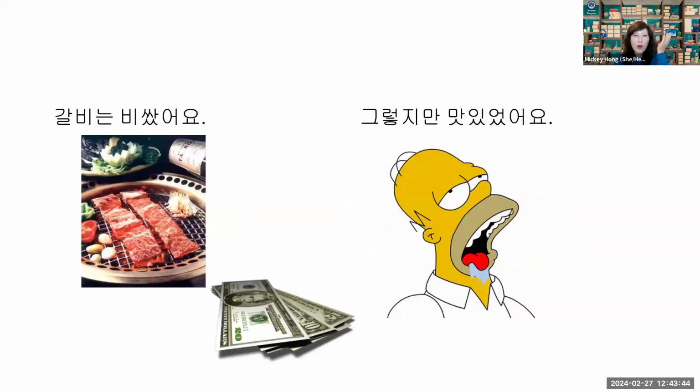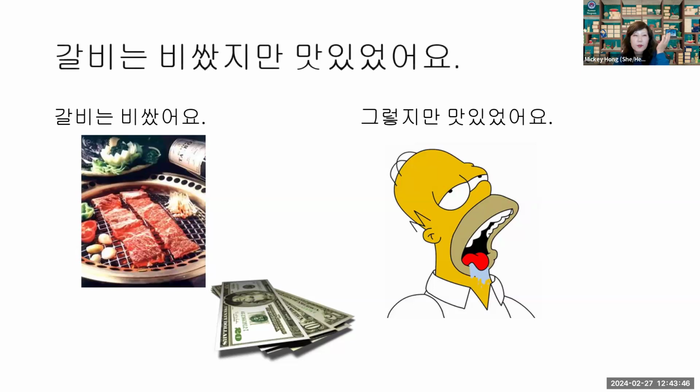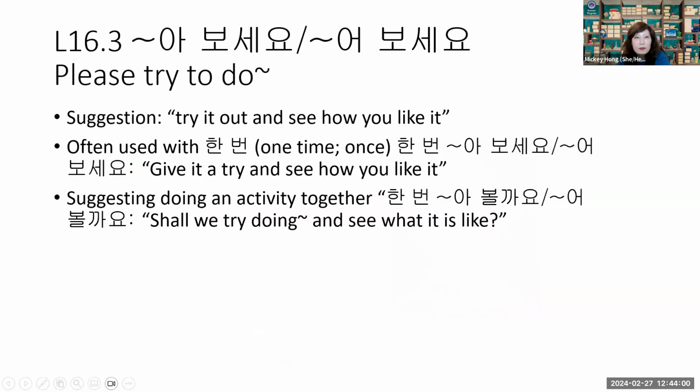갈비는 비쌌어요. 그렇지만 맛있어요. So you can merge these two sentences into one. 갈비는 비쌌지만 맛있었어요. It was expensive. You already ate it. So it was expensive, but it was delicious.